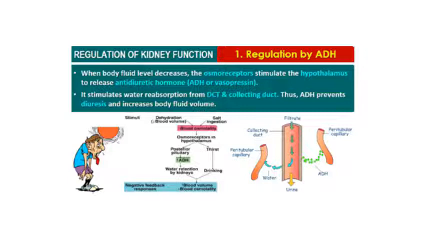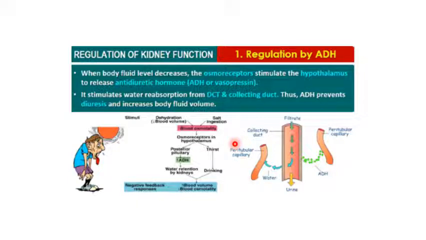So when body fluid level decreases, the osmoreceptors stimulate the hypothalamus to release this antidiuretic hormone. It is also called as vasopressin. So it stimulates water reabsorption from DCT and collecting duct. Thus, ADH will prevent the diuresis and increases the body fluid volume. So this is how the feedback goes on. This helps us to maintain proper fluid in our body.